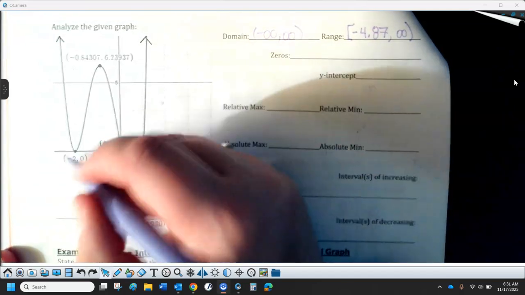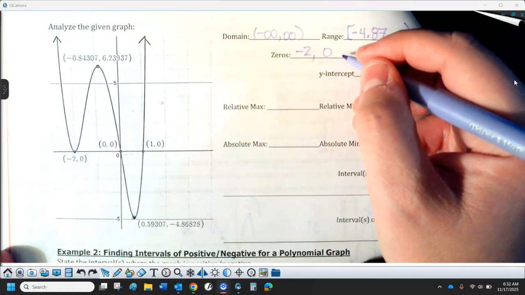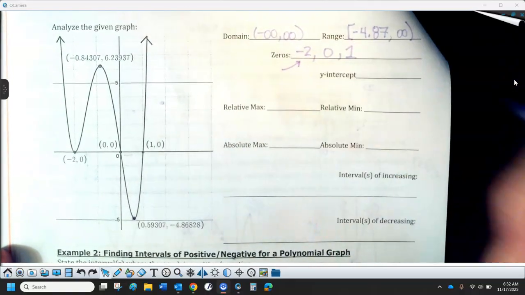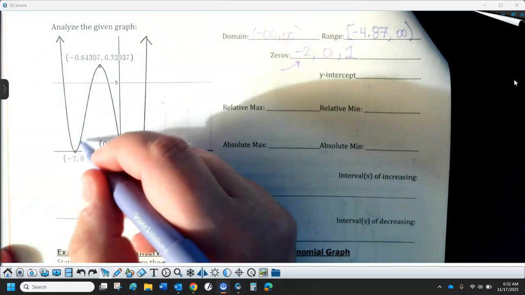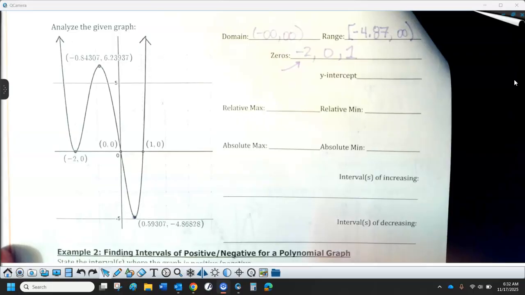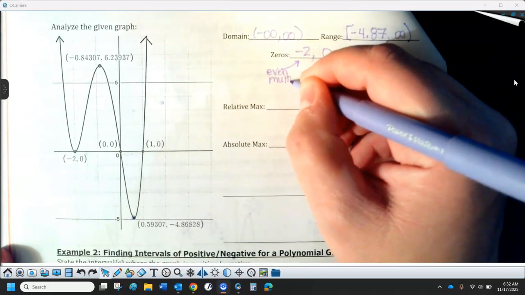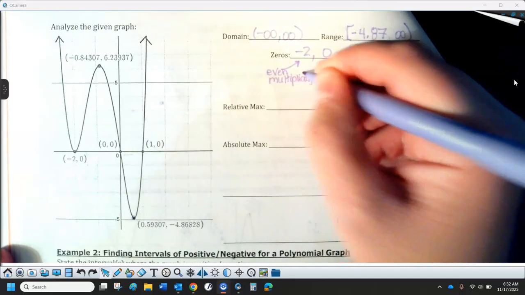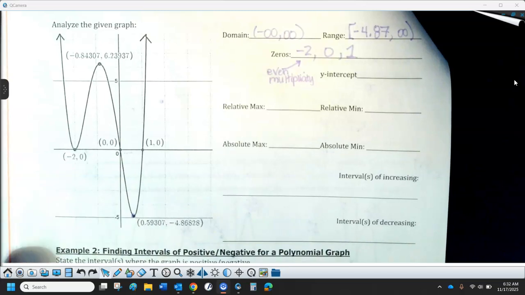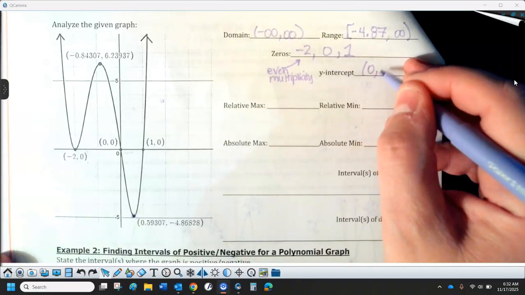We're just going to go across the x-axis. So it looks like negative 2, we have 0, and we have 1. Now, you don't have to write this, but just to remind you from last week, if the graph doesn't actually go through the x-axis at negative 2, that has to have an even multiplicity, just to create that bounce where it doesn't go through the x-axis. So just as a reminder there. The y-intercept there is actually the origin, so 0, 0.